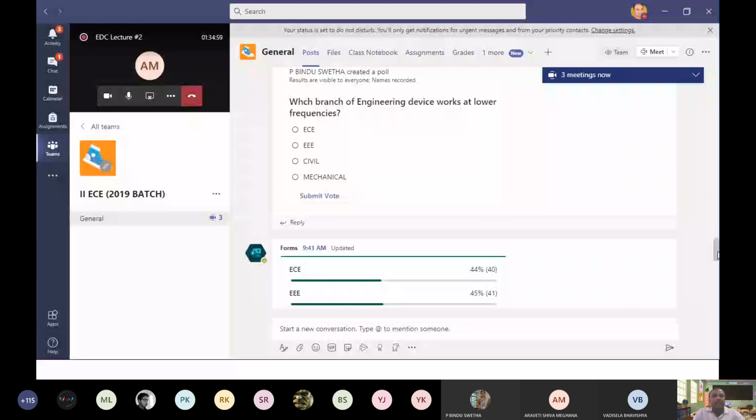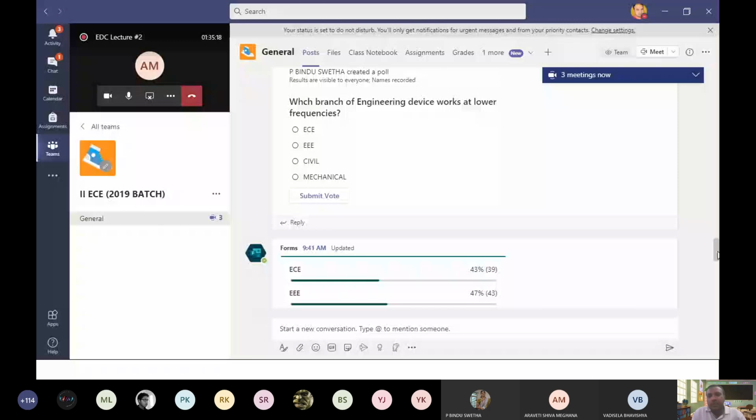But if you take ECE components, they work at higher frequencies, isn't it? What is the frequency of AM radio? It is 555 kilohertz to 1650 kilohertz. What is the frequency range of FM? It is 88 megahertz to 108 megahertz. Mega means 10 power 6. Kilo means 10 power 3.